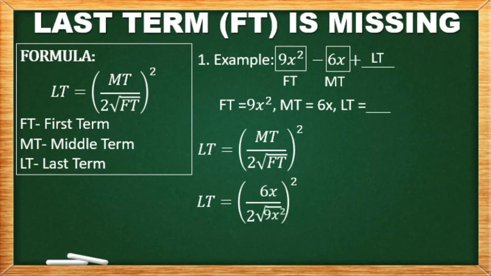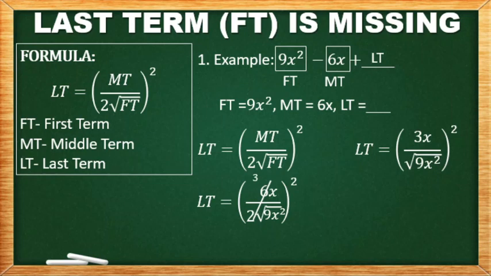Observe, everything in the numerator can be divided by 2, to show that the trinomial is a perfect square trinomial. So, 6x divided by 2, it's possible, because 6 divided by 2 is 3. And what remains is 3x over the square root of 9x squared.